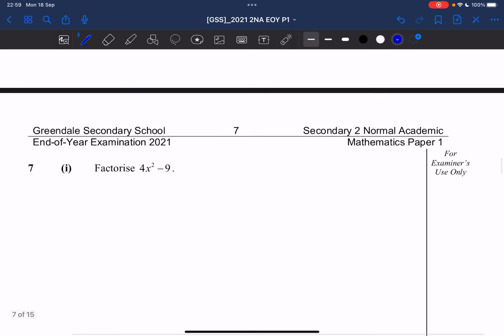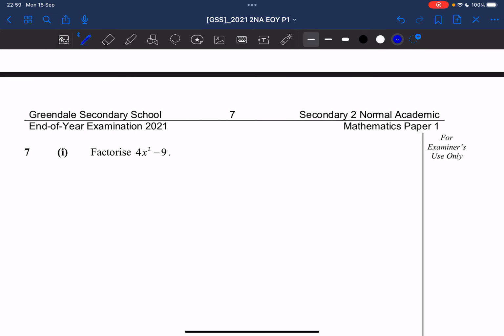Okay, now let's move on to question 7. Factorize 4x squared minus 9. So this one you can use your calculator menu 522. Let's try. We key in all the values. Our x squared coefficient is 4. Then there's no x term, but there's negative 9. Sorry, negative 9.